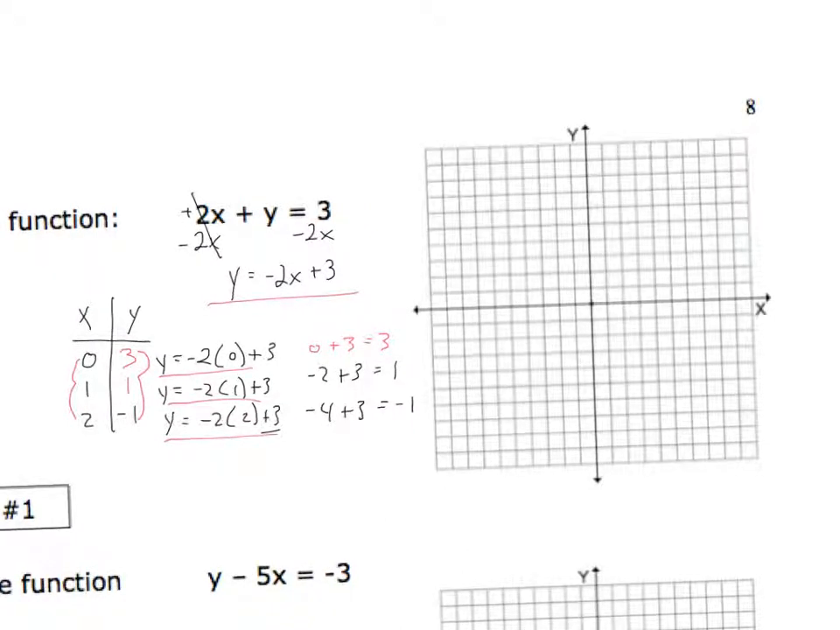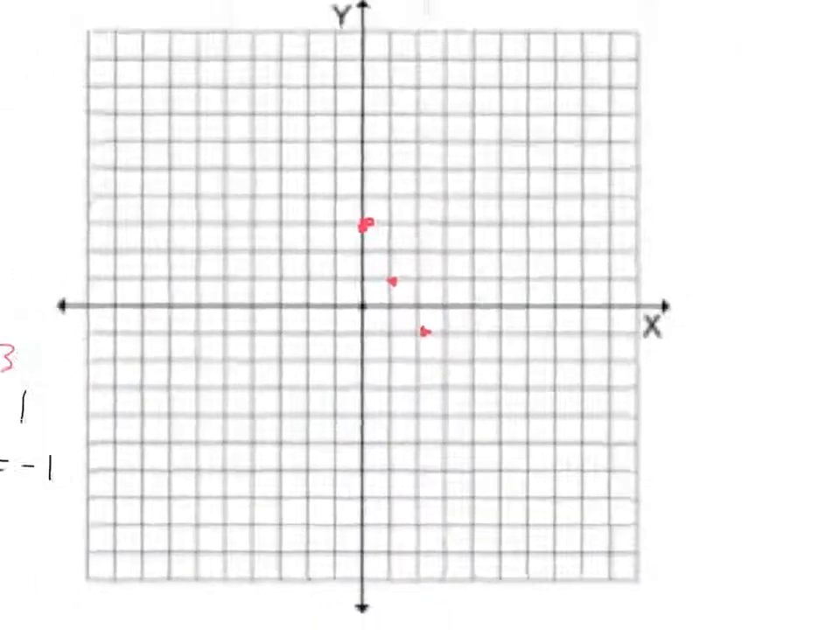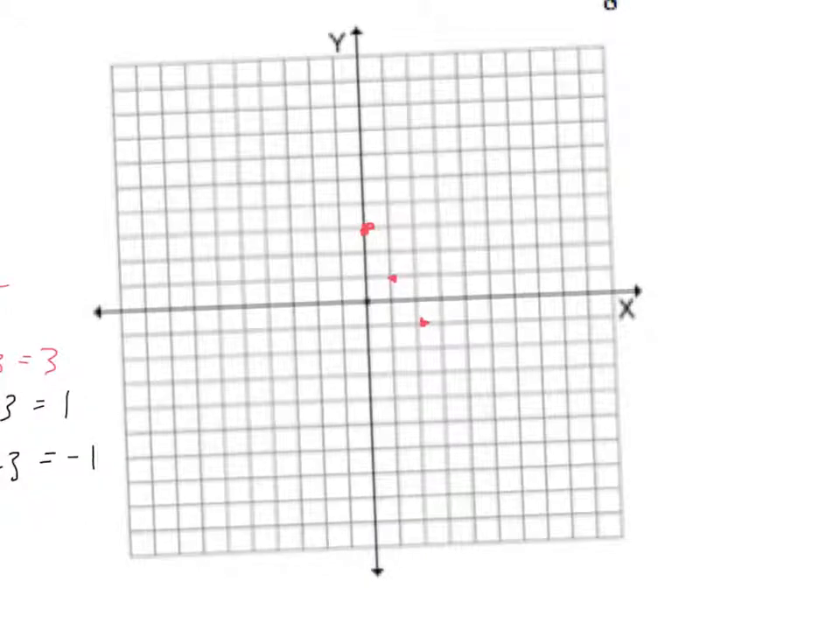So we knew that our first point was 0, 3. So we go left and right 0 and up 3 to get our point. Then we have 1, 1. And lastly, 2, -1. So here's our 3 plotted points. And our last step is to simply draw a line through them.